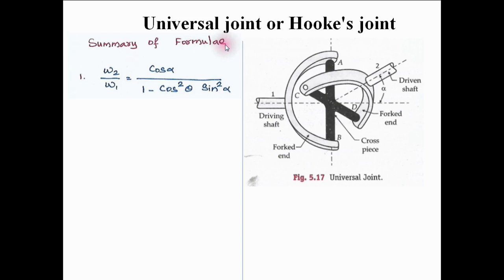Summary of formulae. Using this formula, we can find out the angular speed of the driven shaft, omega 2. Here omega 1 is the angular speed of the driving shaft, alpha is the angle between the two axes, and theta is the angle of rotation of the driving shaft. Using these two formulas, we can find out the maximum and minimum speed of the driven shaft.